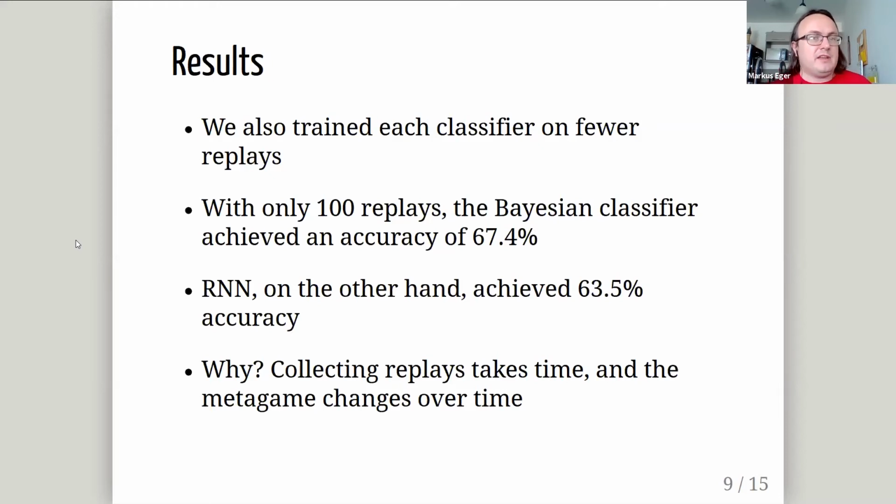But with only 100 replays, the Bayesian classifier already achieved an accuracy of 67.4%. So that's not entirely terrible, given that it has almost no data to begin with. And the RNN only got slightly over this baseline of 58% accuracy that we established before, and got 63.5%. So that's another nice result that makes me like this Bayesian approach a bit more.